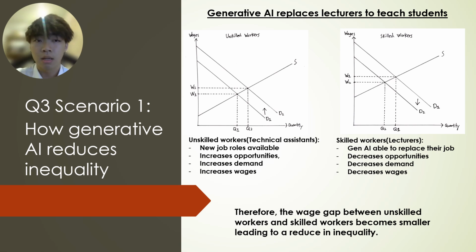So when this happens, the demand for unskilled workers will be increased and increases their wages. In conclusion, since this scenario leads to a smaller wage gap between unskilled and skilled workers, it reduces the inequality between them.